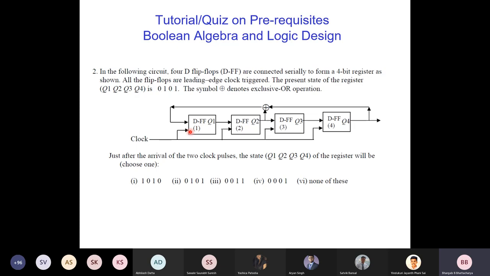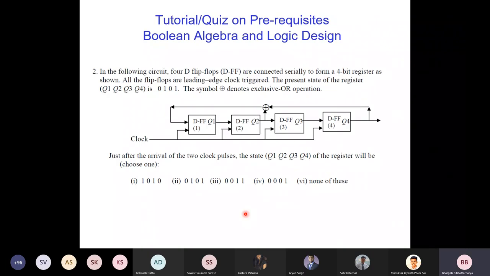Now in flip-flops, the clocks are synchronized with the leading edge or the trailing edge, whatever. It may be level sensitive also, but normally we consider edge sensitive flip-flops. That means when the leading clock edge arrives, these changes take place. In between clocks, the flip-flop holds the previous value, right? So given that, I think you can work out what would be the state of this machine after the arrival of 2 clock pulses.